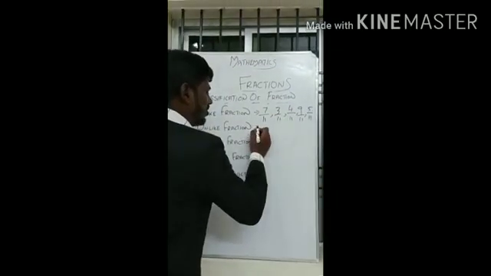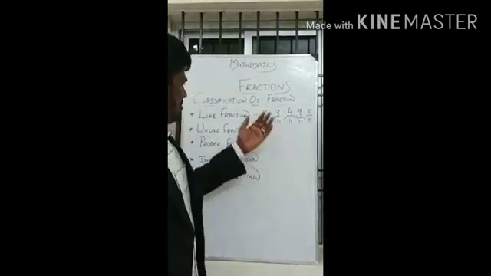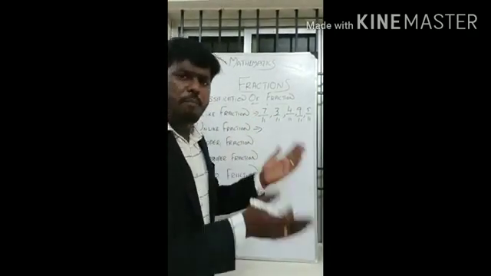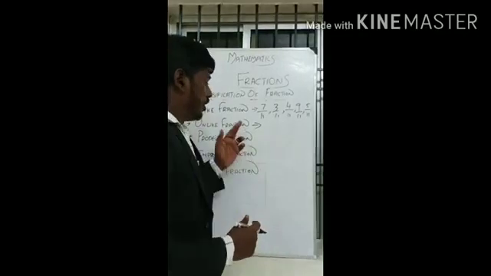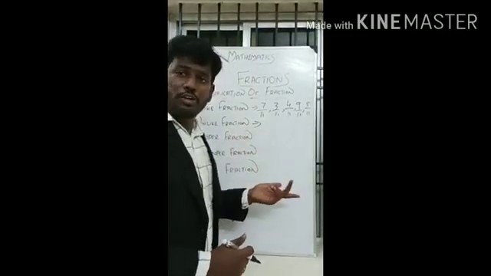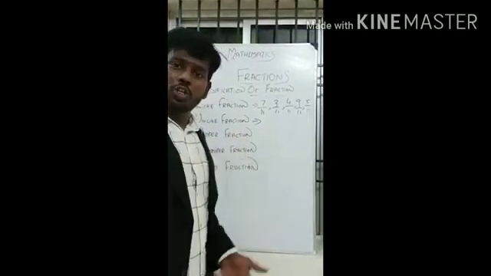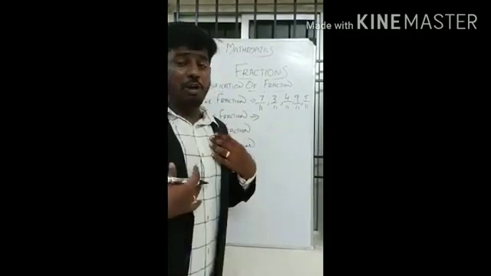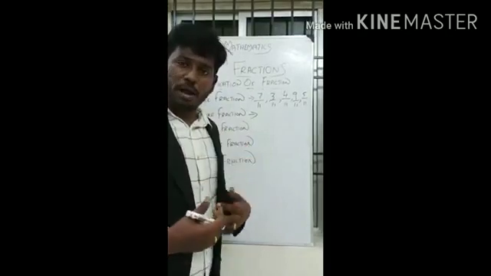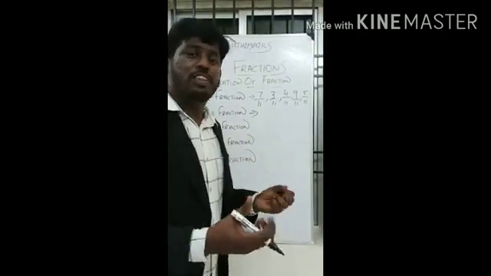Next, I am going to teach unlike fraction. Unlike is the opposite of like. That means in two or more fractions, both the numerators and denominators are different. That means the pant and shirt are of different colors. If you and two or three friends all wear different color shirts and different color pants, what is that? Unlike. That means unlike fraction.